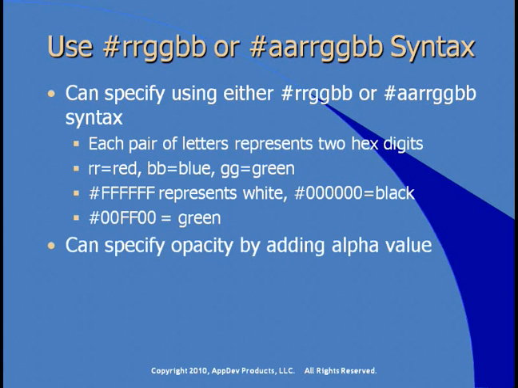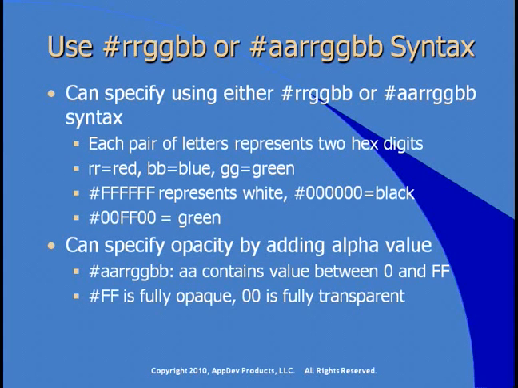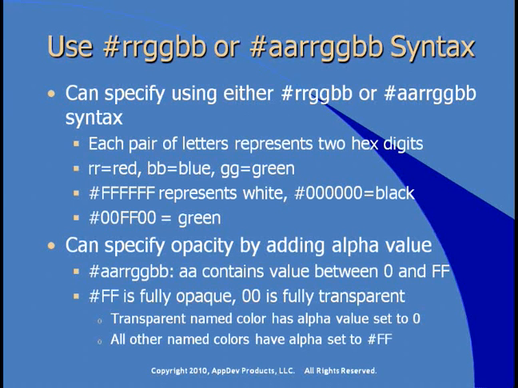You can also specify the opacity by adding an alpha value. In that case, you'll have 8 digits, where AA contains a value between 00 and FF. FF is fully opaque, 00 is fully transparent. Now there is a named color, transparent, which has an alpha value set to 0. It's the only named color where the alpha value isn't FF. It doesn't matter what the other 6 digits are, because if it's fully transparent, who cares what the other colors are? But every other named color has the alpha value set to FF.